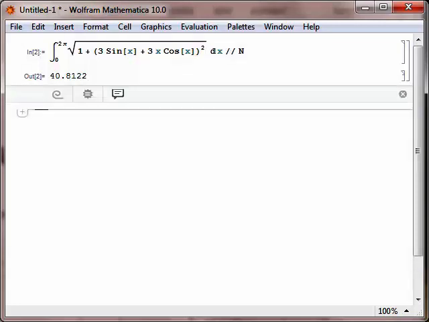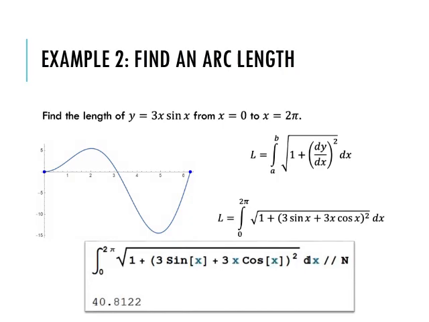Okay, so it took quite a long time for that to evaluate. I edited out the long pause while I was waiting for it to evaluate, but we get 40.8122 as our answer. So based on what we found in Mathematica, we know that the length of this curve between 0 and 2 pi is 40.8122 units.